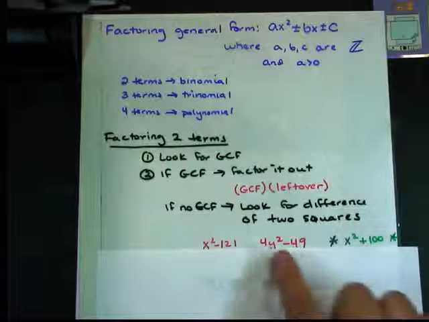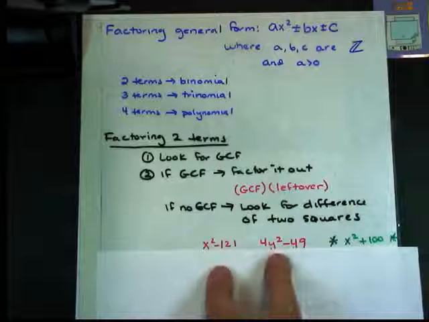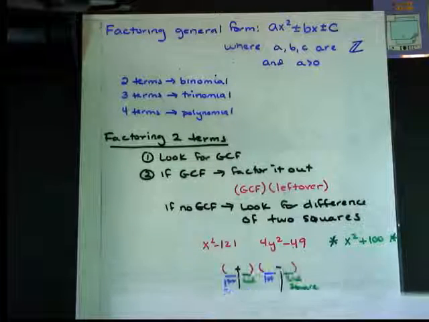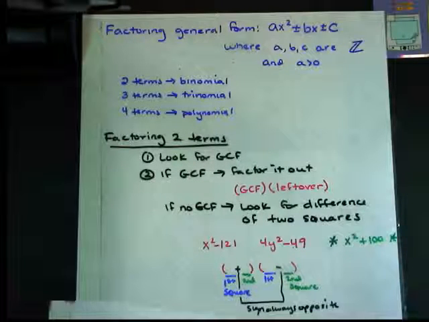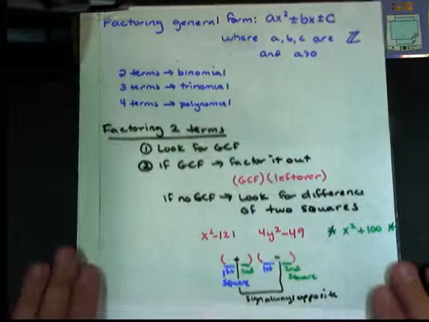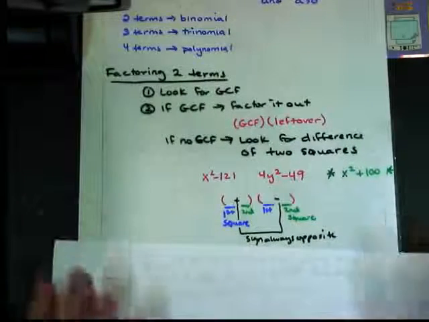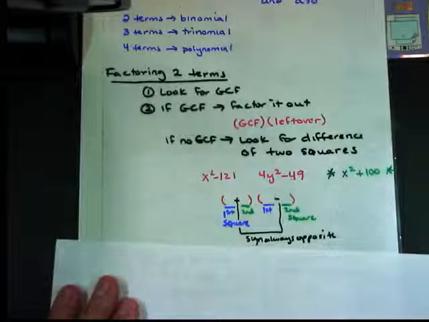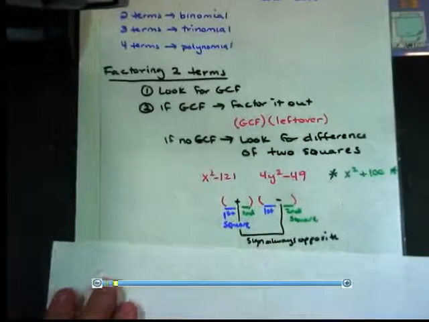And when we factor these difference of two squares, these two red ones here, we're going to always factor them the same way. And the way that we do that is we have our two parentheses.